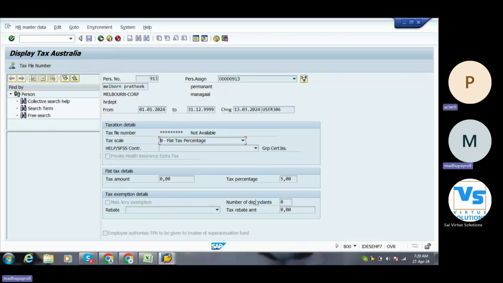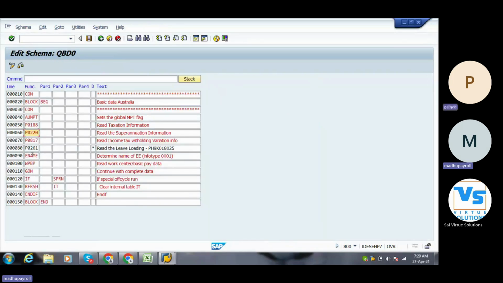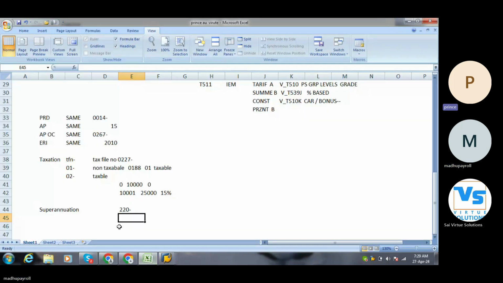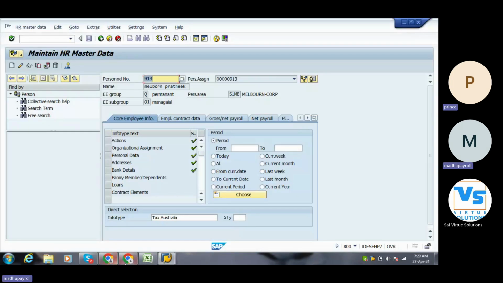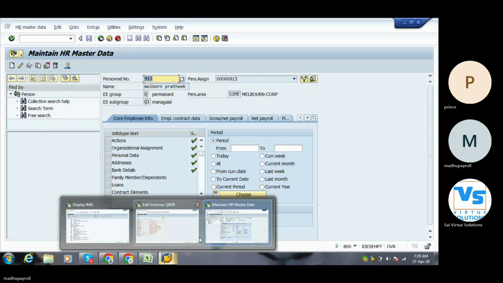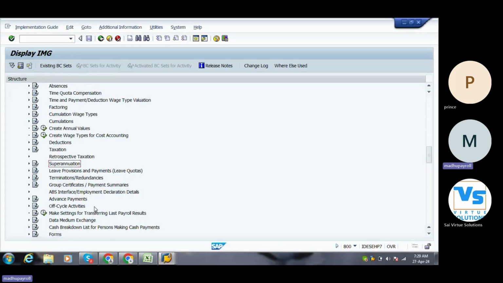Again, there are some rebates also here. Like in India, we have HRA, medical insurance, such tax exemption wage types. What amount is exempted, you can find out here. So these two info types are very very important. Like in India, we have so many things, but here there are only two. Apart from that, leave loading is there in Australia. The rest is everything the same.